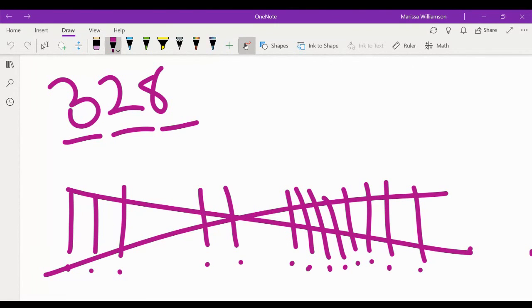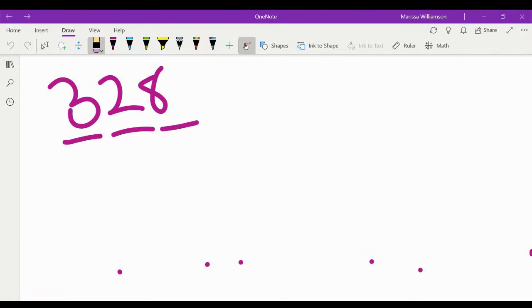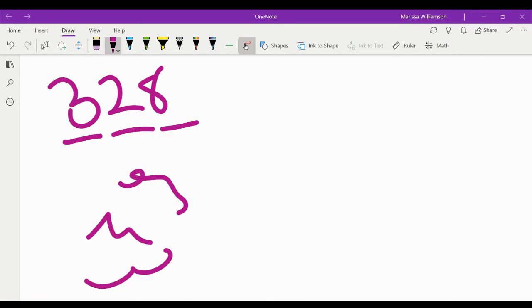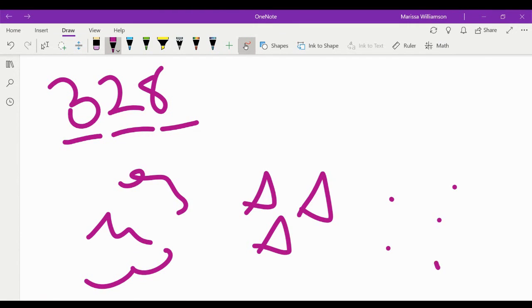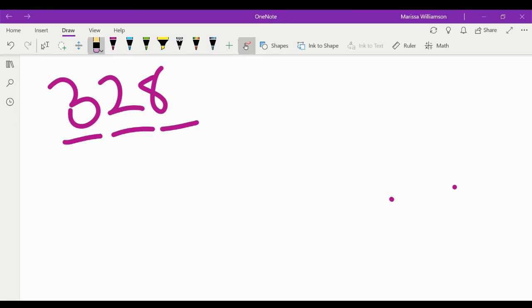So we have to use 3 different shapes when we're drawing hundreds, tens, and ones. Really, you could use any shapes. You could do squiggles for hundreds, and then you could do triangles for tens, and you could do dots for ones. It wouldn't matter. But to make this easier, we're going to use the same 3 shapes. So you will always use squares to represent hundreds, sticks to represent tens, and circles to represent ones.